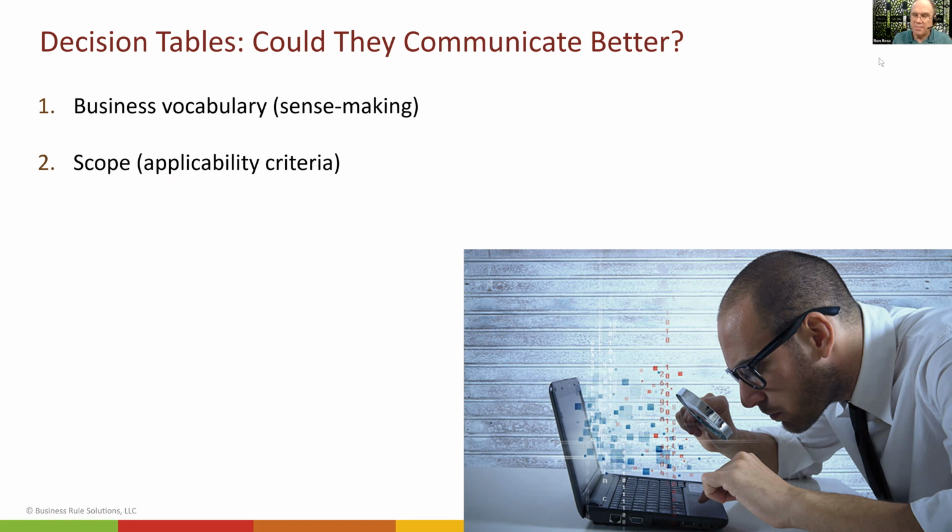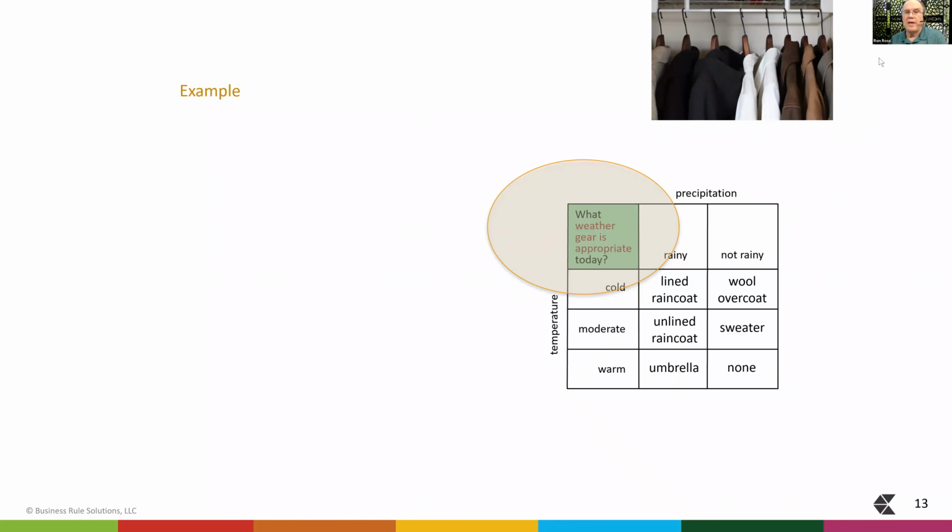And the way I'll approach that today is to talk about scope and applicability, or applicability criteria. So to motivate that, let's go back to Gladys's coat decision table as an example. And do remember a couple of things I told you. First of all, rules, including in decision tables, are about human communication, not just engineering.